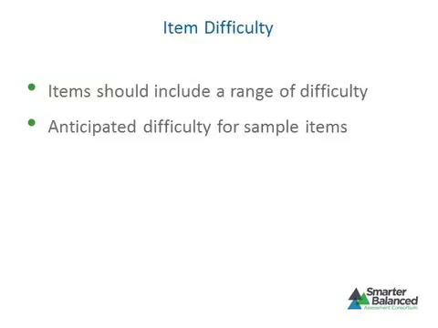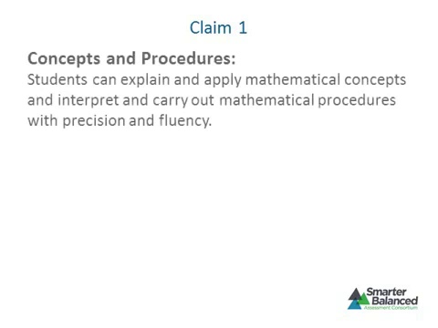Content specifications. For mathematics, there are 4 claims. Claim 1 focuses on concepts and procedures. Claim 1 requires students to explain and apply mathematical concepts and interpret and carry out mathematical procedures with precision and fluency. The focus is on content knowledge learned at the grade level being assessed.